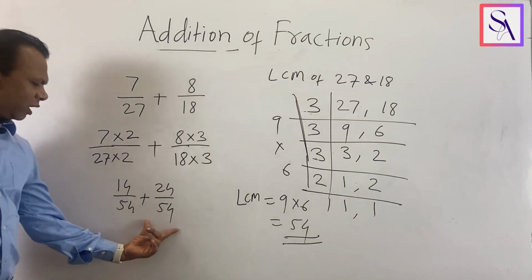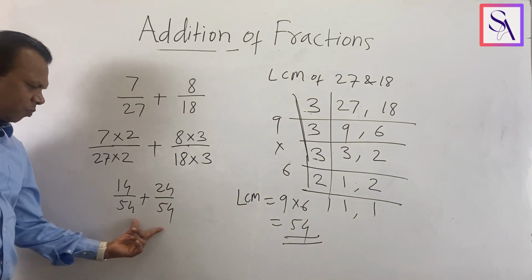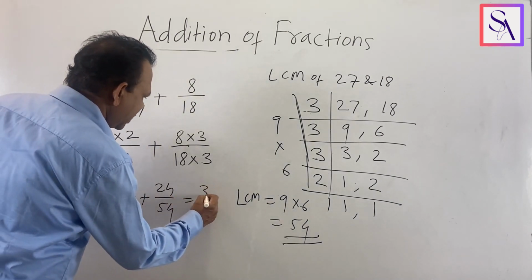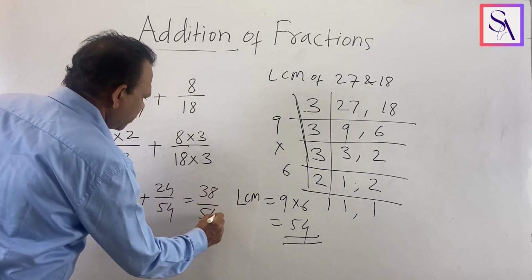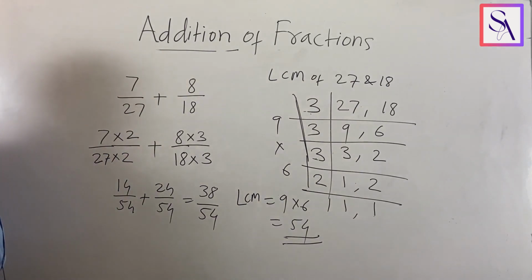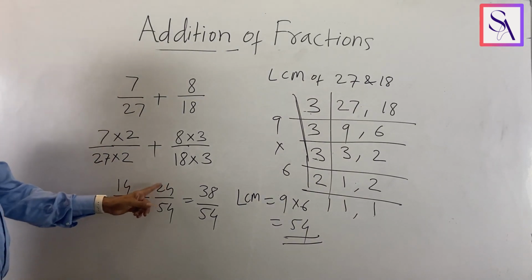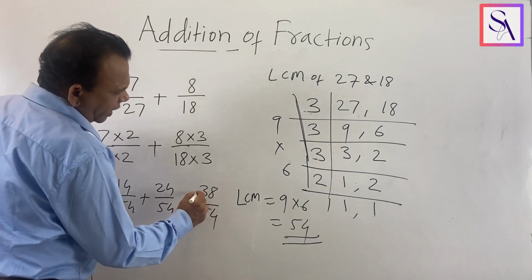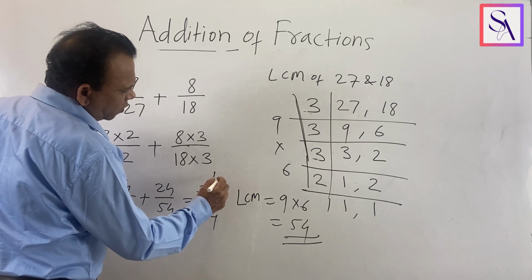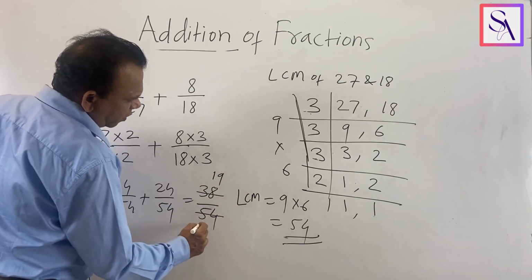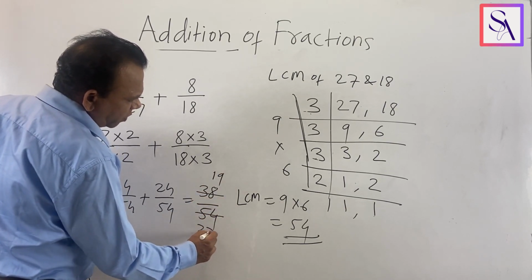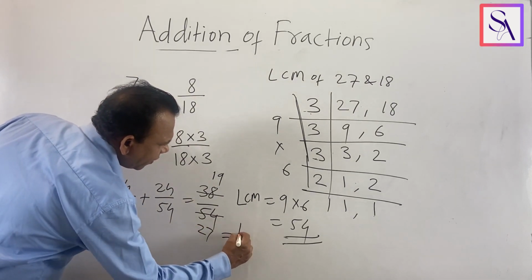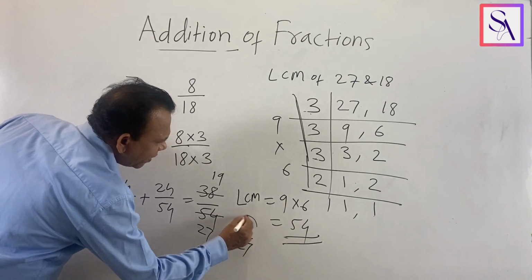So now the denominators are the same, right? See, now you can add. So 14 plus 24, 38 by 54. Now you can reduce this further. If I divide this by 2: 2 1s are 2, 2 9s are 18, 2 2s are 4, 2 7s are 14. So 19 by 27 is the answer.